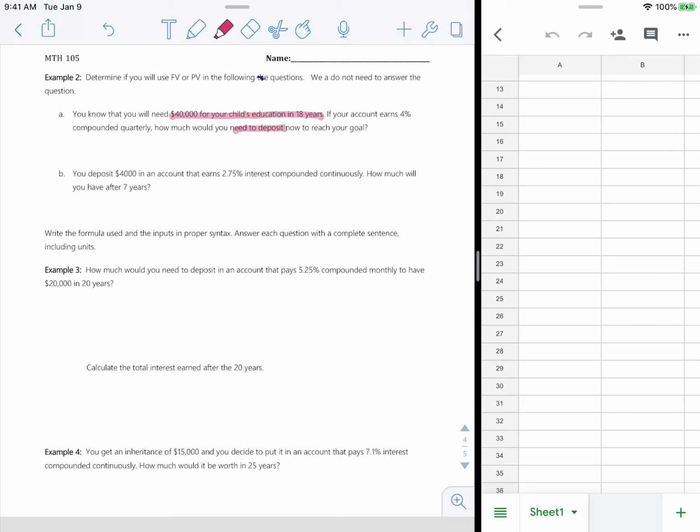This is the key thing. It's asking how much you will need to deposit. So that is why it's the present value function, because you need to figure out what you need presently to get to your future goal.